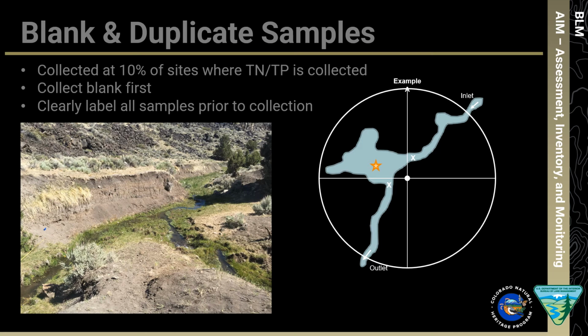To collect a blank sample, rinse a 125 milliliter sample vial with deionized or distilled water 5 times. Then, fill the bottle halfway with deionized or distilled water to allow headspace for freezing. When collecting a duplicate sample, be sure to collect it the exact same way as the original sample. If using the long-handled dipper, fill each bottle part way with each dip of the dipper, rather than filling one bottle first and then refilling the dipper.